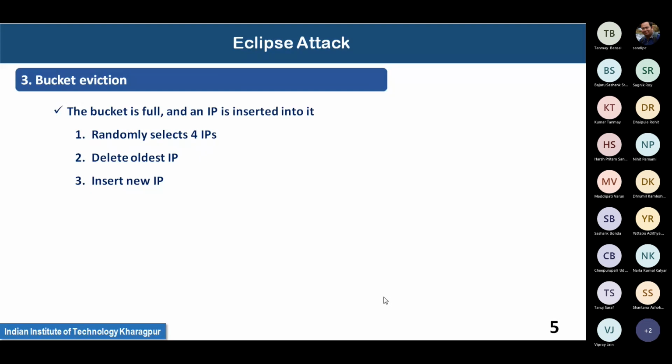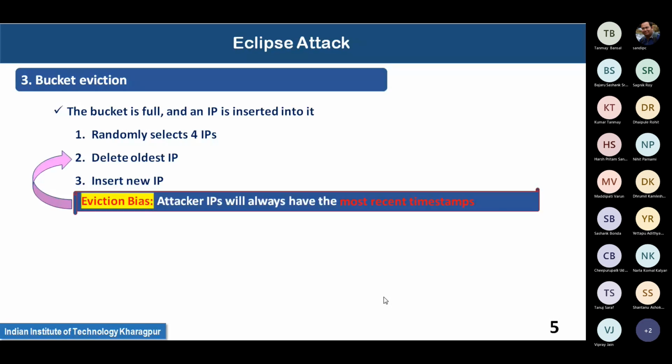So when the buckets get filled up with these IP addresses, it will have to evict some of the current ones and add new ones. The typical bucket eviction strategy is to randomly select some four IPs, delete the oldest ones and insert new ones. As I said, if the attacker keeps communicating with the victim using its IP addresses, and the honest nodes do not communicate so often, those will slowly get evicted, and the table will be filled up with the attacker's IP addresses. So the attacker's IPs will always be the most recent. This is how it works overall.